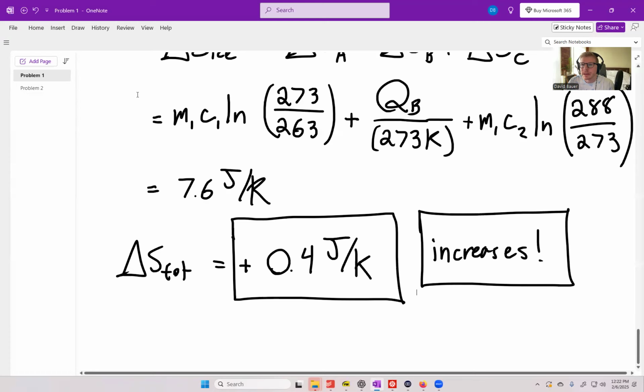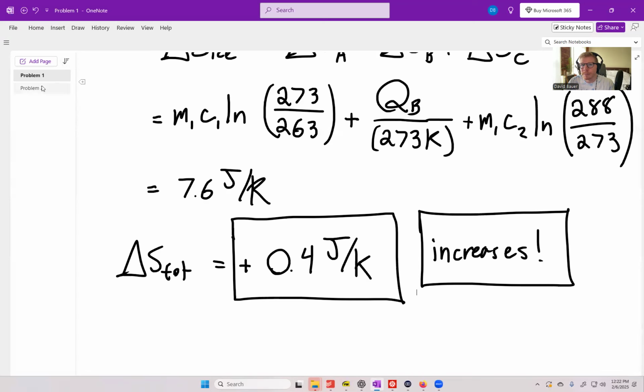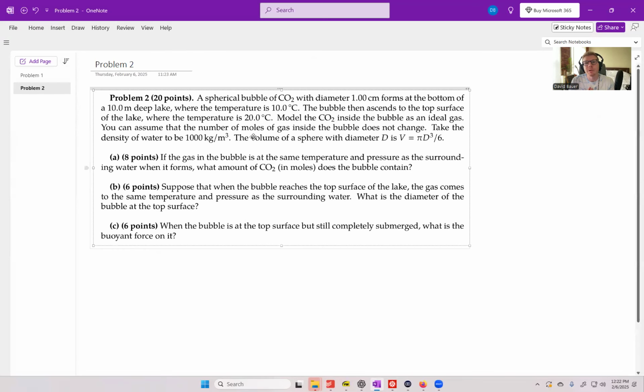Now let me move on to the second problem. The second problem should also be pretty familiar because this was basically a problem on your homework. I don't think it had the buoyant force part, but the rest of it, I think, was just a homework problem. I sort of forgot that as I was writing the problem, but I don't think anybody's going to be too upset about that.